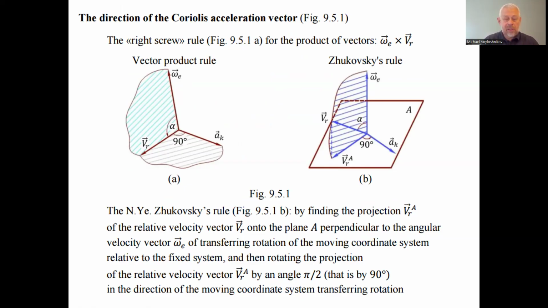This is a specific acceleration. It arises when we consider complex motion. Complex motion of the material point means that the material point moves in a moving coordinate system. So we have the moving coordinate system, and we have the point moving in it, and we have the elements of the motion of the coordinate system itself, and the elements of the motion of the point within the moving coordinate system.